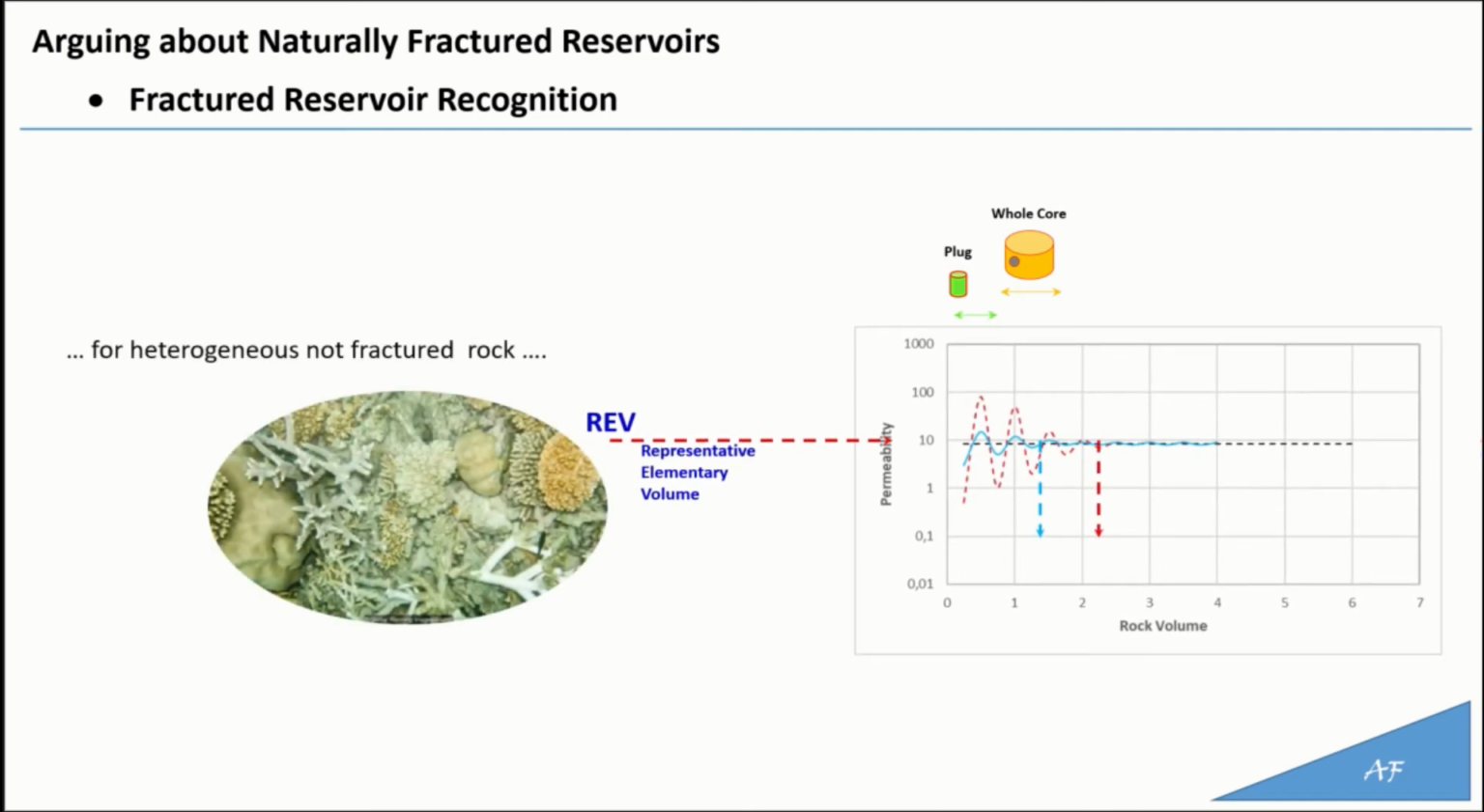For a heterogeneous not fractured rock, small change in location means large change in property, and the relevant representative elementary volume is larger, more difficult to be estimated.